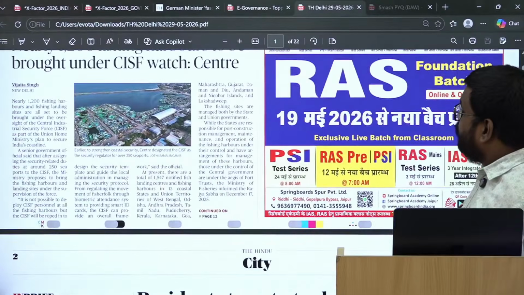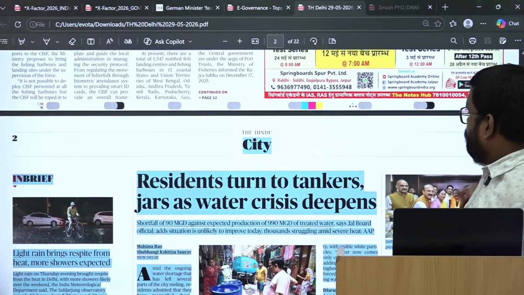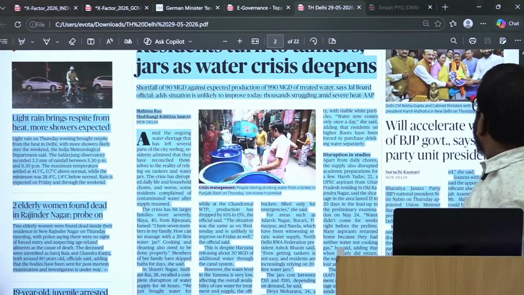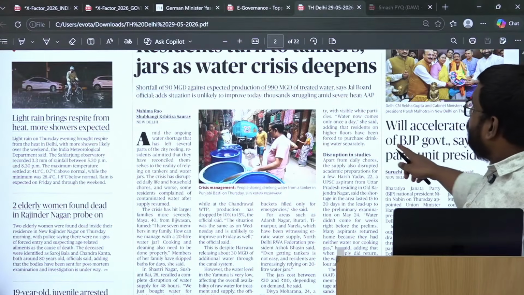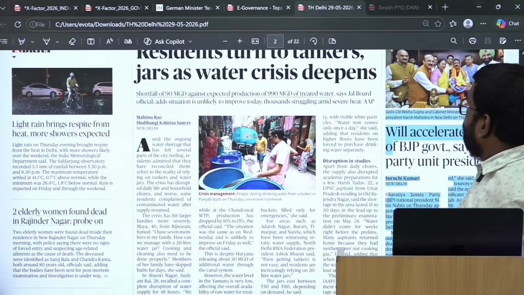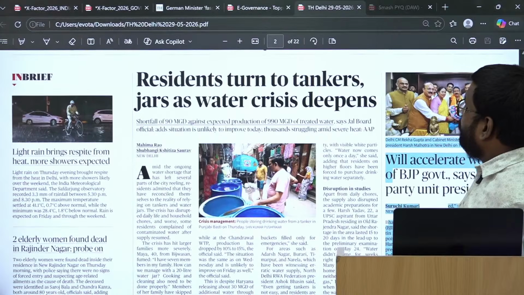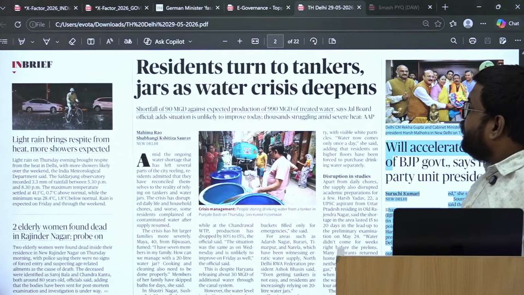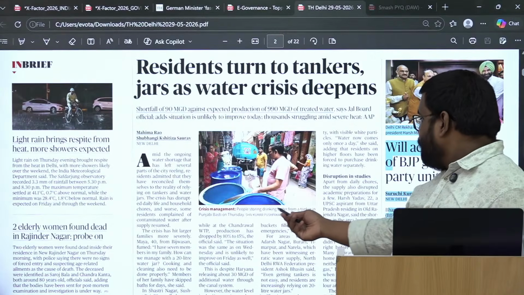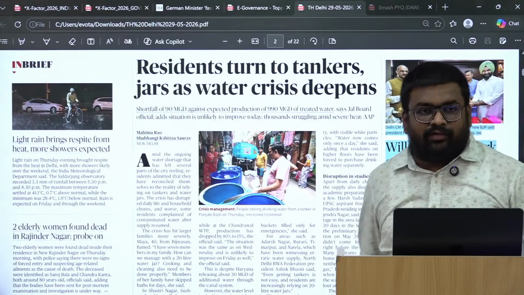सेकेंड, विल एक्सलरेट वर्क ऑफ बीजेपी गवर्नमेंट. पॉलिटिकल हमें नहीं चाहिए. रेसिडेंट टर्न टू टैंकर्स जार्स एज वाटर क्राइसिस डीपन. दिस. ठीक है. सो दिल्ली कहाँ पे है? दिस इज न्यू दिल्ली. ठीक है.